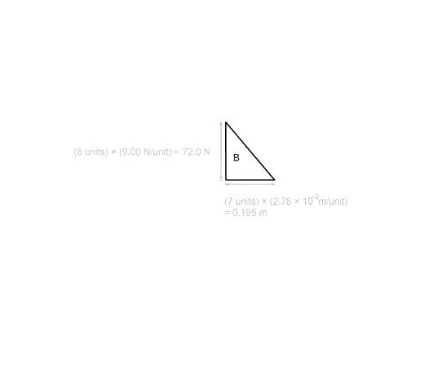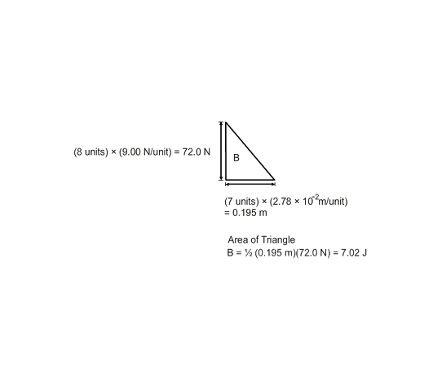Now we will look at triangle B. This is another right triangle. It has a base of 0.195 meters and a height of 72.0 newtons. The area of this triangle is, again, 1/2 its base times its height, and the area will be in joules. So, the area of triangle B is 1/2 times 0.195 meters times 72.0 newtons, which is 7.02 joules.